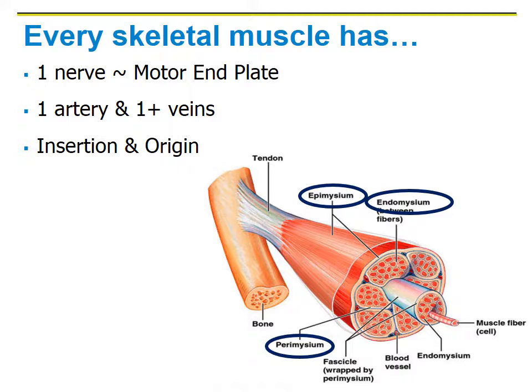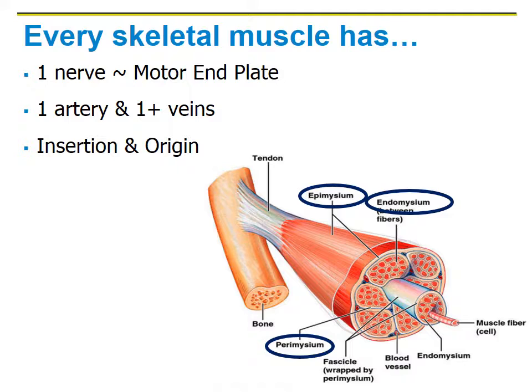We will focus on skeletal muscle, but do know that cardiac cells use the same contraction mechanism and have the same myofilaments. Skeletal muscles are innervated by motor nerves that synapse on the motor end plate. Each organ has one artery and at least one vein for blood supply, and is attached via tendons on the insertions and origins. We also see three connective tissue sheaths.